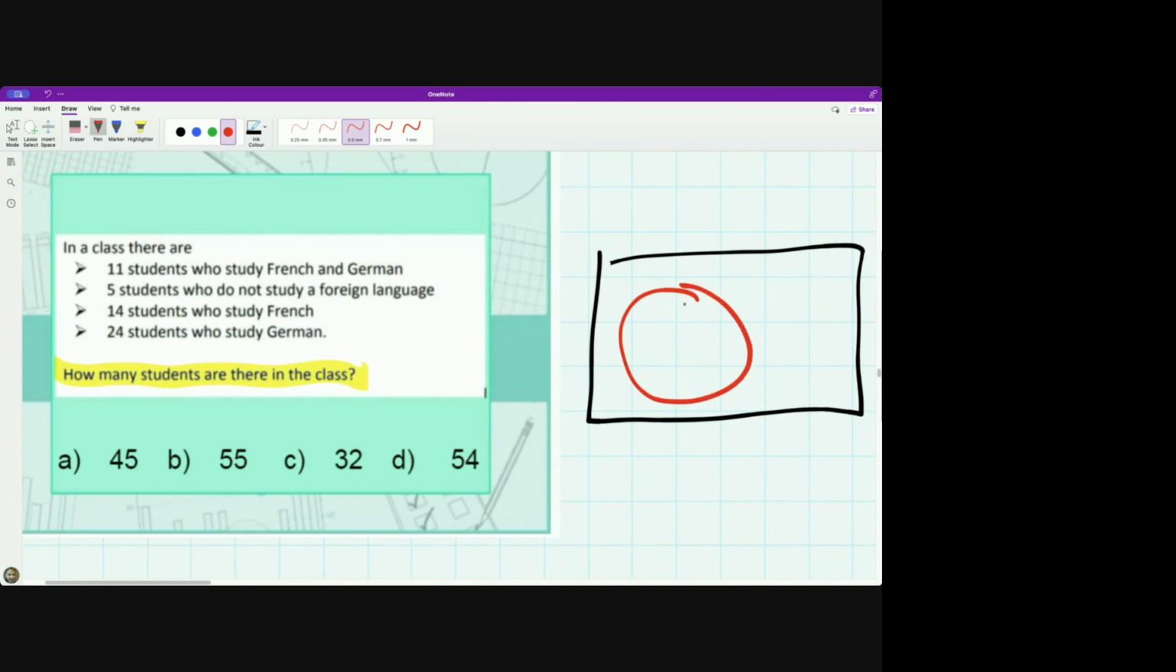So we have French, German. There are 11 who study French and German. So that has to be in the intersection. There are 5 who do not study a foreign language. Then 14 students study French, and 11 are already there, so that has to be 3.